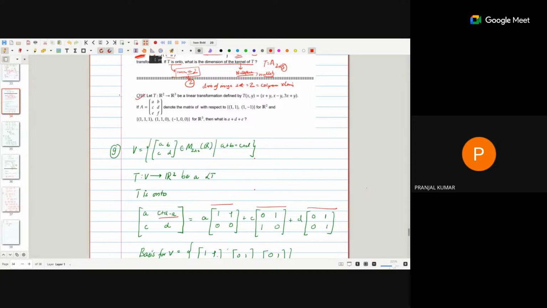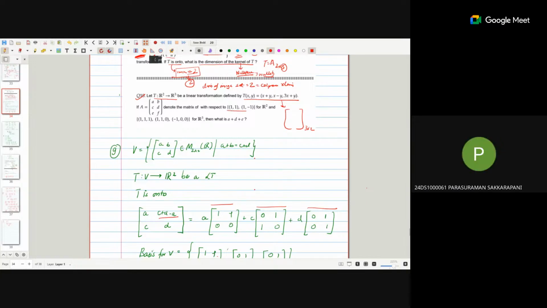Okay, so question 10. Let T be a transformation from R2 to R3. Again, they have given you the transformation. You can find the matrix corresponding to it. It would be a 3 cross 2 matrix. Yes or no? Yes, sir.